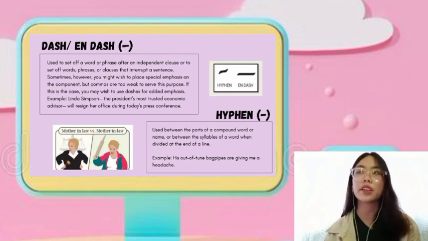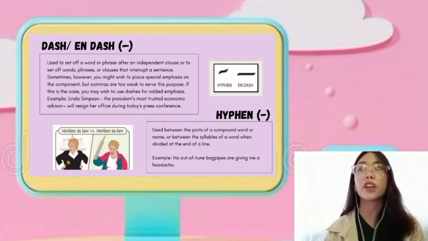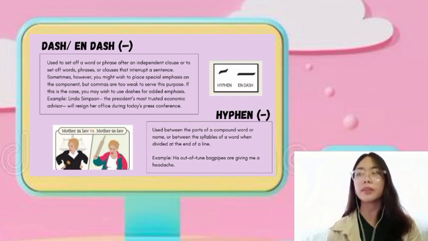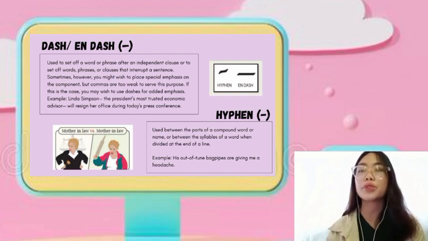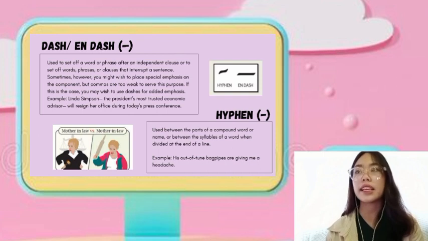Dash is used to set off a word or phrase after an independent clause, or to set off words, phrases, or clauses that interrupt a sentence. Sometimes, however, you might wish to place special emphasis on the component, but commas are too weak to serve this purpose. If this is the case, you may wish to use dashes for added emphasis.